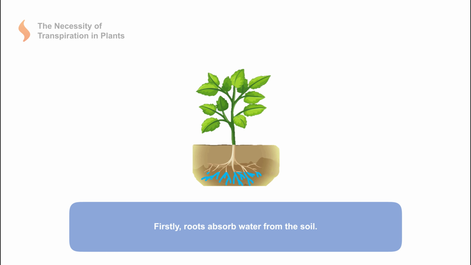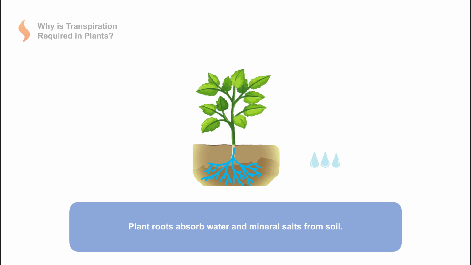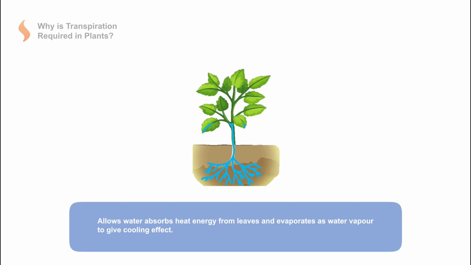Firstly, roots absorb water from the soil, and the xylem transports water upwards in the plant stem. The leaf veins transport water to the leaves, and water evaporates to the atmosphere through stomata. Plant roots absorb water and mineral salts from soil. It allows water to absorb heat energy from leaves and evaporate as water vapor to give a cooling effect.